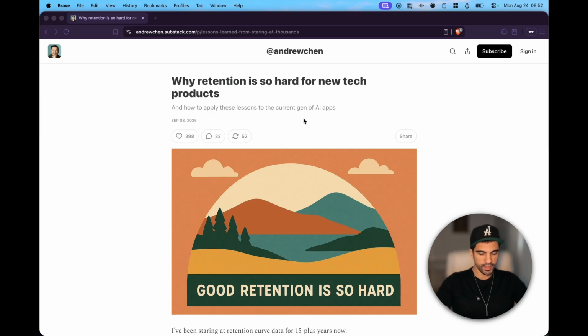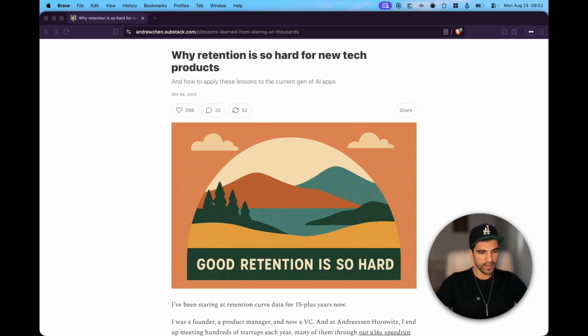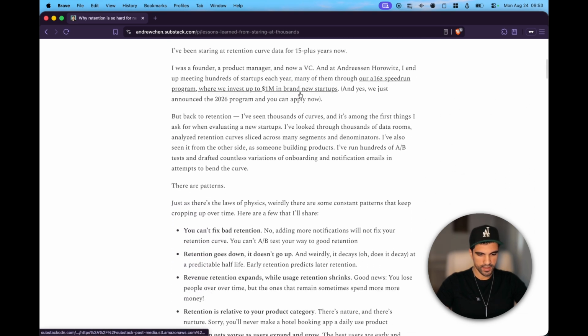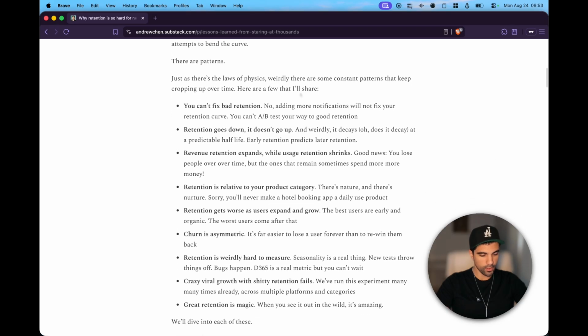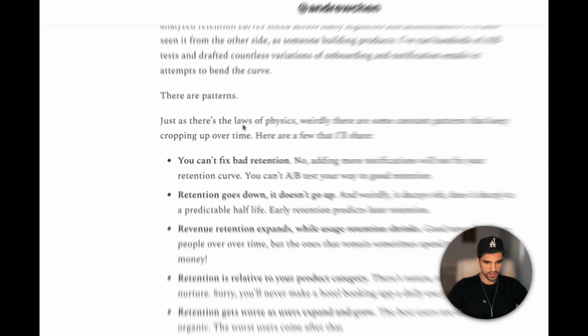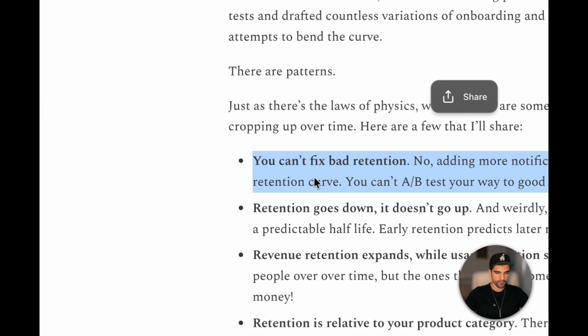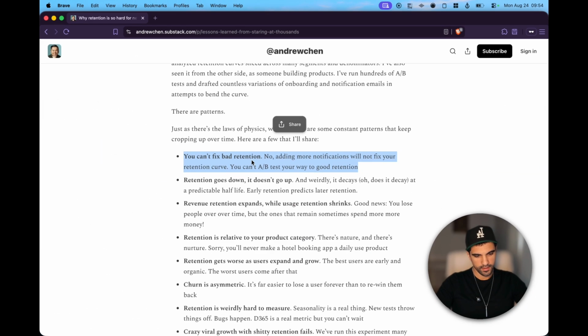About a year ago, he wrote this essay where he summarized everything he's learned from staring at thousands of retention curves. And this essay contains a sentence that makes this whole course's premise pretty scary. This one: you cannot fix bad retention. Adding more notifications will not fix your retention curve. You cannot A/B test your way to good retention, which kind of sucks because these are all topics that we're going to learn about throughout the course.